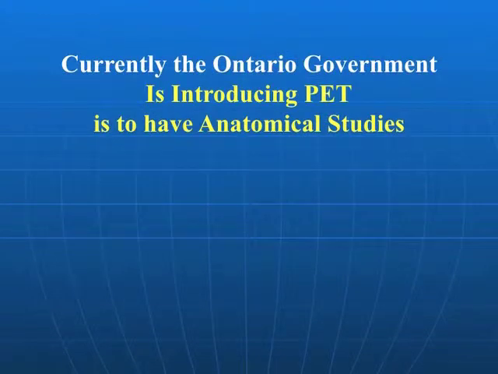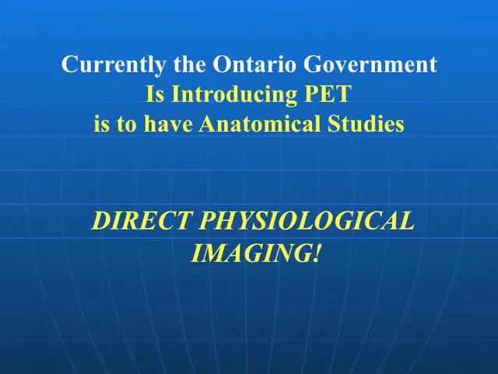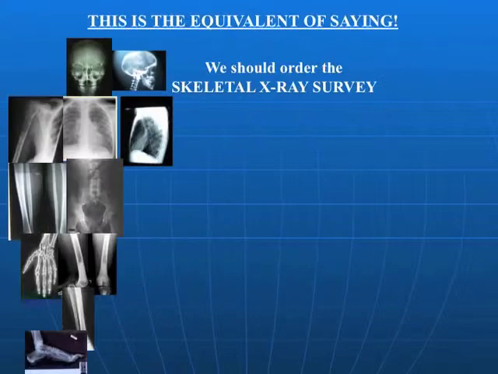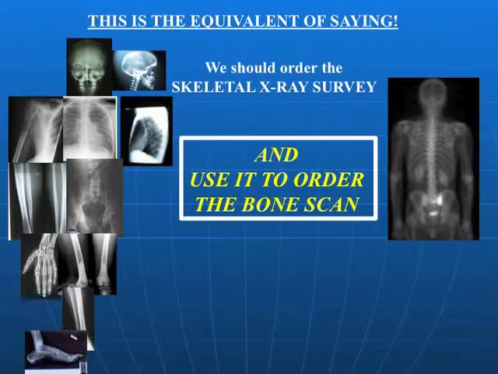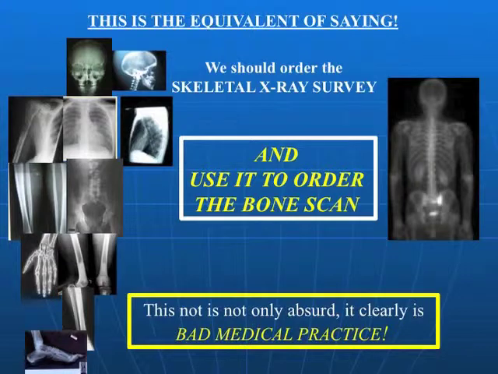But currently the way the Ontario government is introducing PET is basically to have anatomical studies like CT and x-rays direct physiological imaging like PET. Now this would be the equivalent of saying that if we're looking for spread of cancer to bone, what we should do is go back to ordering the skeletal x-ray survey and use that to order the bone scan. I mean, this is not only absurd, but it clearly is bad medicine.